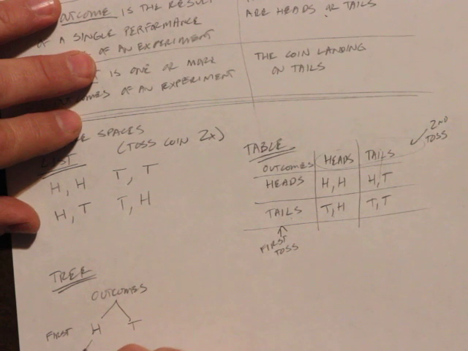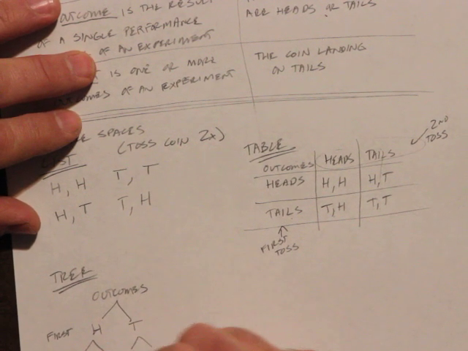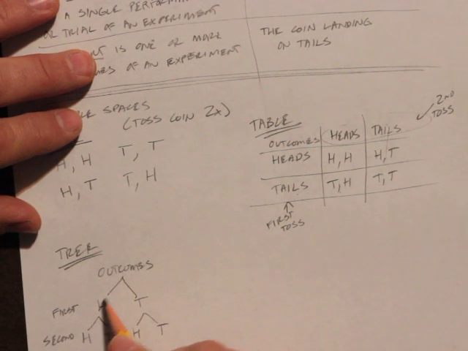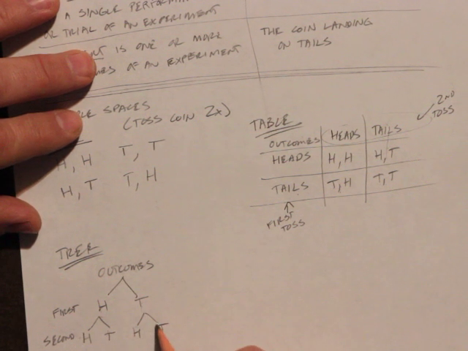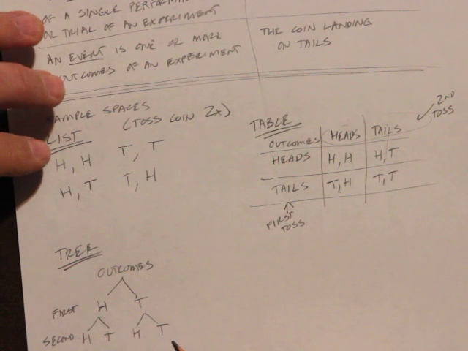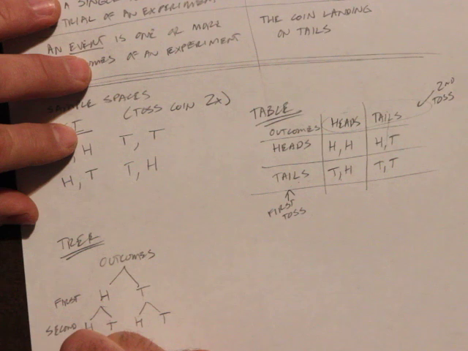For this flip, I'm going to toss again, and I can get heads or I can get tails. So I've tossed the coin once, I got heads or tails, then I toss the coin again, and so these are my possible outcomes. And so then I write down at the bottom my sample space.